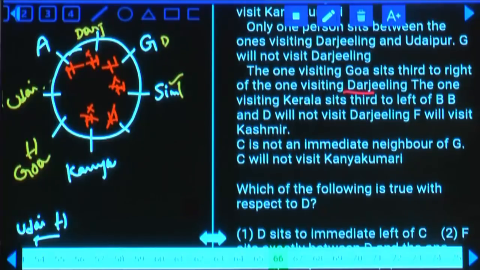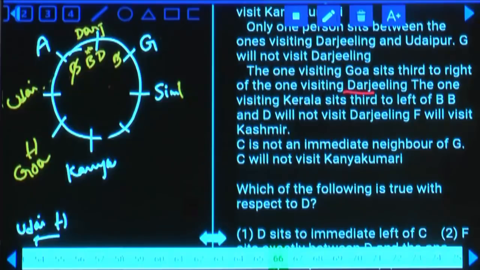Now Kerala is seated south to the left hand side of B. Now we need to find out the position of B. Kerala is seated south to the left of B, and at the same time B and D will not visit Darjeeling. Hence B and D cannot be here, and B cannot be at this place. B cannot be here, isn't it? And now can B be Shimla or not?